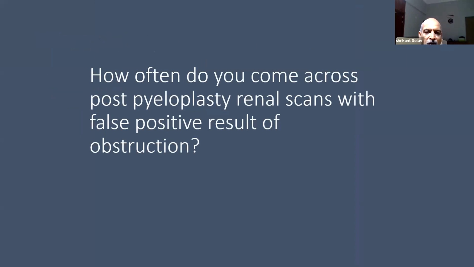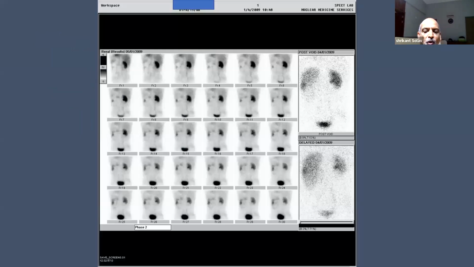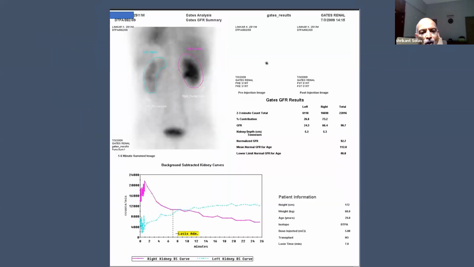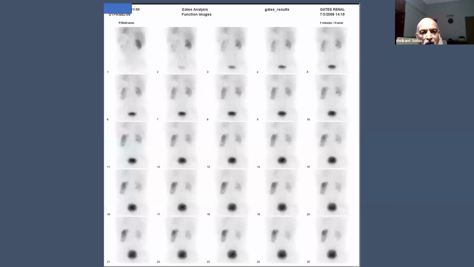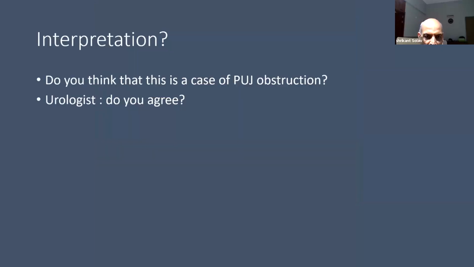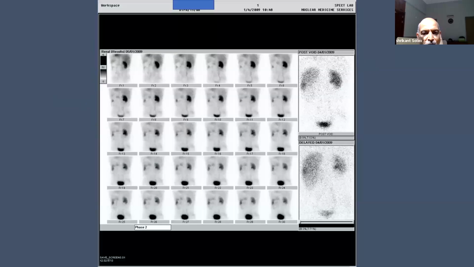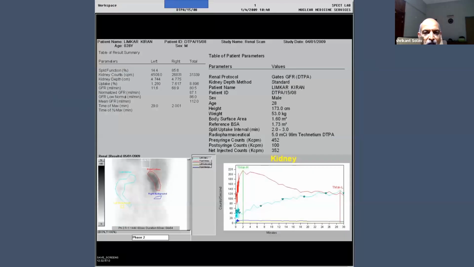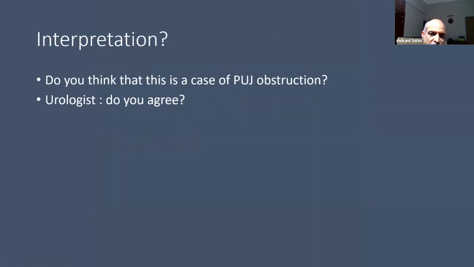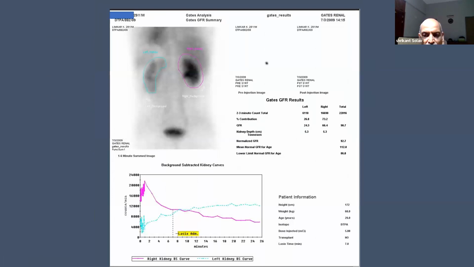Okay, how often do you come across post-pyeloplasty scans with false positive results for obstruction? If I show you this one, you will call it obstructed because it's all showing. But if I tell you that this is a post-pyeloplasty renal scan, and I show you the one done pre-pyeloplasty, then you will realize that the functional contribution of this kidney on the left side was 14% before surgery, and after surgery, it had jumped to almost 26%.